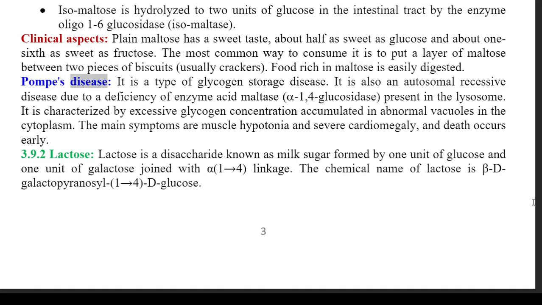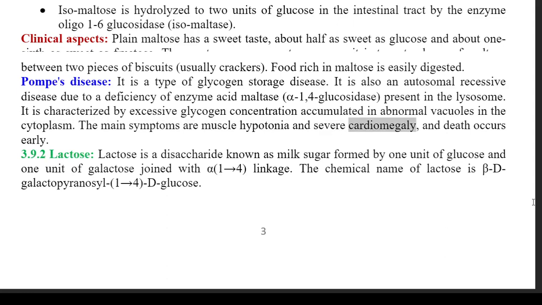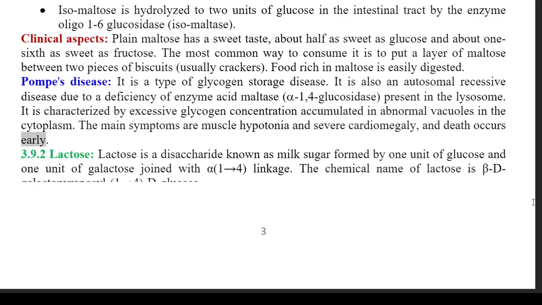Pompe's disease: it is a type of glycogen storage disease. It is also an autosomal recessive disease due to a deficiency of the enzyme acid maltase, alpha-1,4-glucosidase, present in the lysosome. It is characterized by excessive glycogen accumulated in abnormal vacuoles in the cytoplasm. The main symptoms are muscle hypotonia and severe cardiomegaly, and death occurs early.